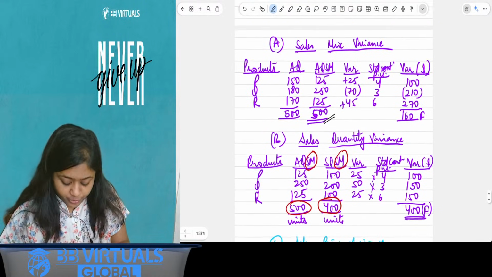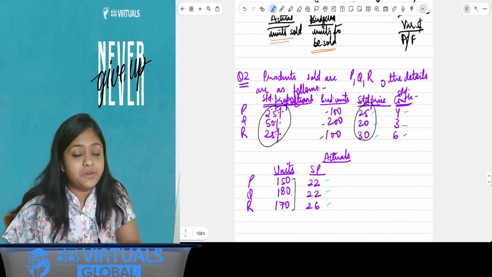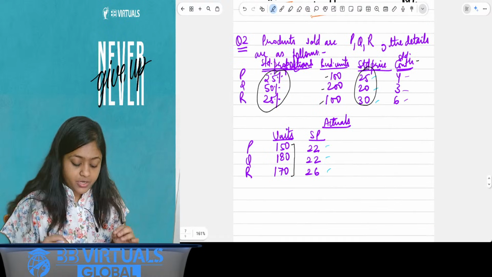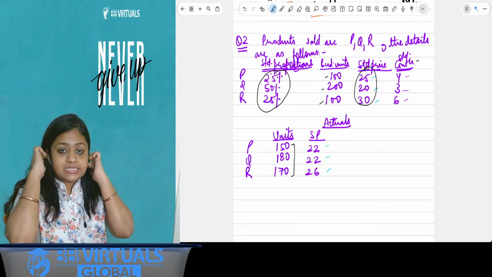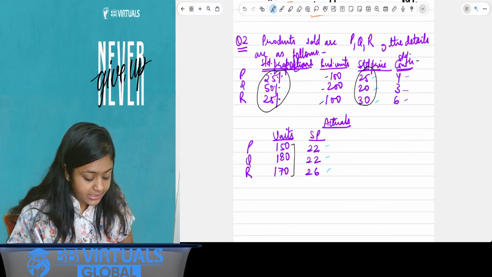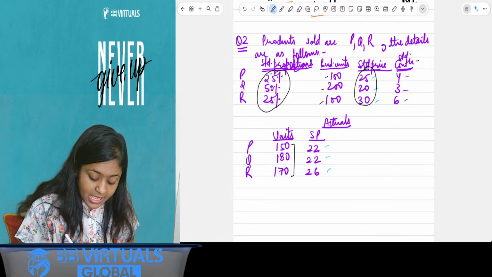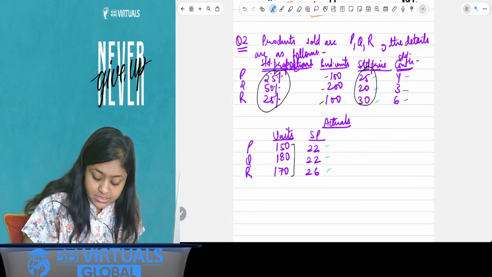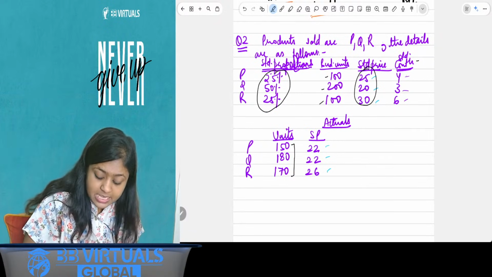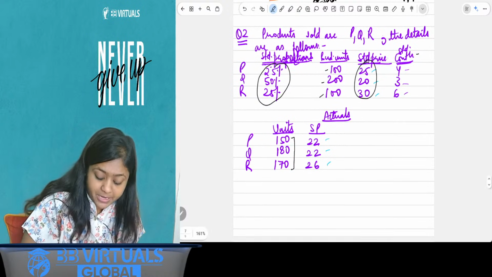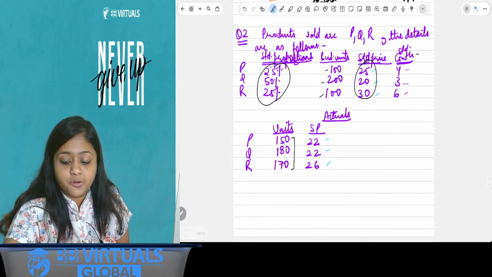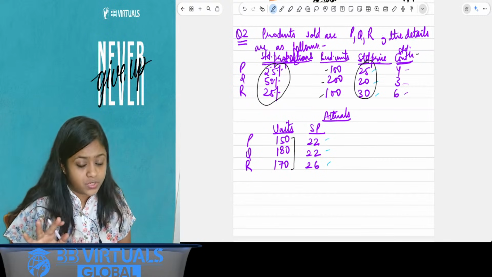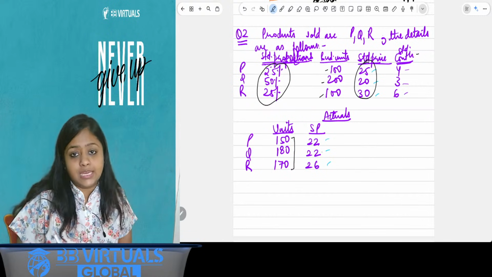Okay, now I'll take up a question for sales variances so that we understand the sales variance also quite clearly. Now look here. Let's see the question here, guys. Products sold are P, Q, R and the details are as follows. The standard proportion is 25%, 50% and 25%. The budgeted units are this. The standard price per kg is this. Standard contribution per unit, standard price per unit, because it's a material, right? So standard price per unit is this, and the standard contribution per unit is given to you. Clear? Now actual units and actual selling price is also given.